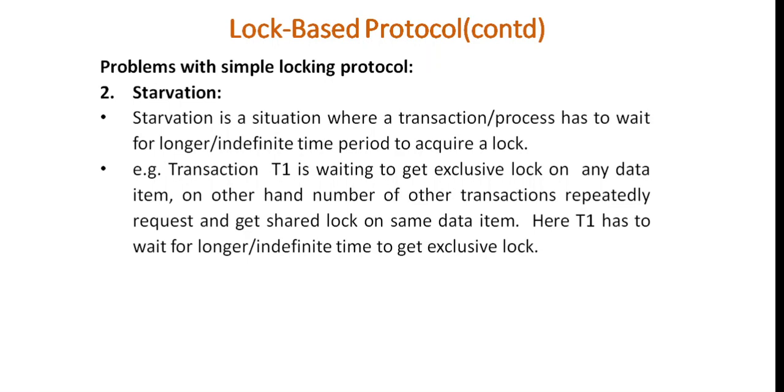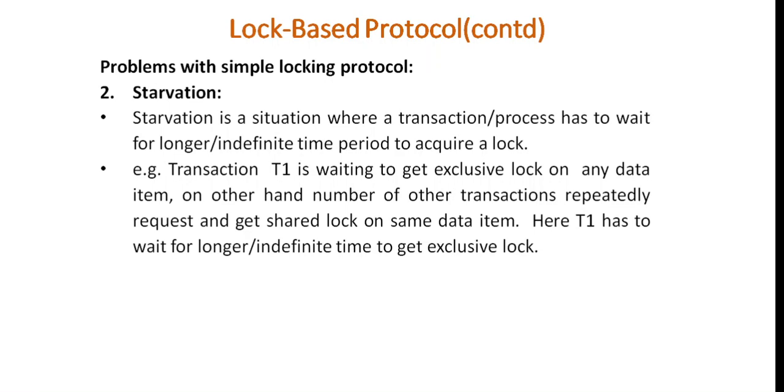For example, suppose transaction T1 wants to acquire an exclusive type of lock on a data item. On the other hand, a number of other transactions repeatedly request and get shared locks on the same data item. Suppose there is a student table and T1 wants to acquire a write lock or exclusive lock on that student table, but a number of other transactions want to access the student table by using a shared lock. So shared lock is compatible with shared lock.